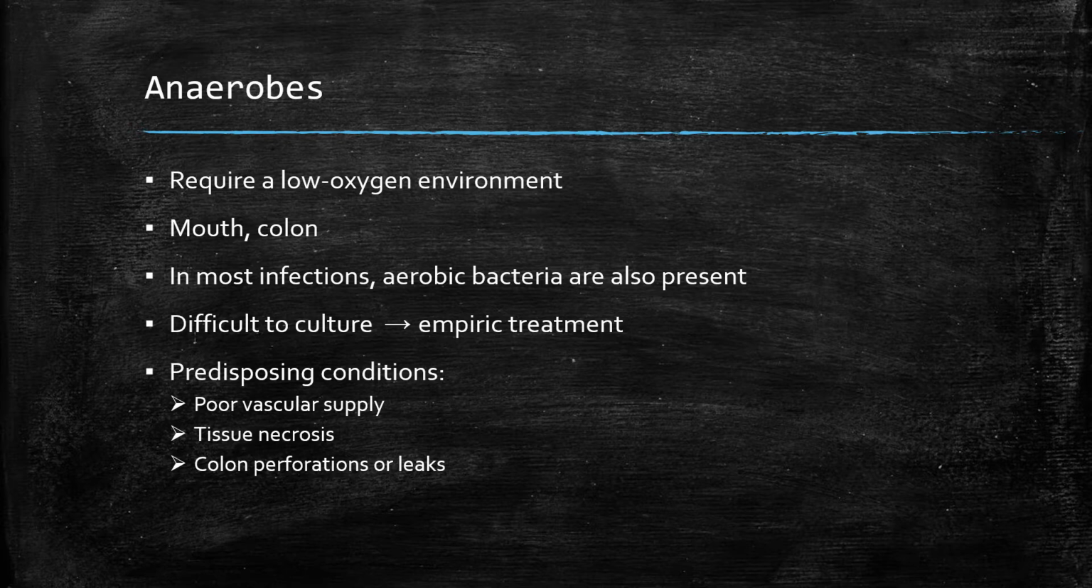Anaerobic bacteria require a low oxygen environment. They are usually found in the mouth and most especially in the colon. Most anaerobic infections are mixed infections, with aerobic bacteria being present as well. Anaerobes are very difficult to culture, and so empiric treatment usually is started when we clinically suspect an anaerobic infection. Some predisposing conditions for anaerobic infections include poor vascular supply, the presence of tissue necrosis, and of course, any kind of colon perforation or anastomotic leak.